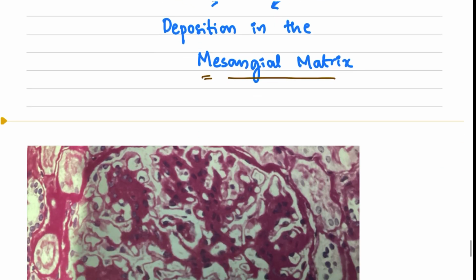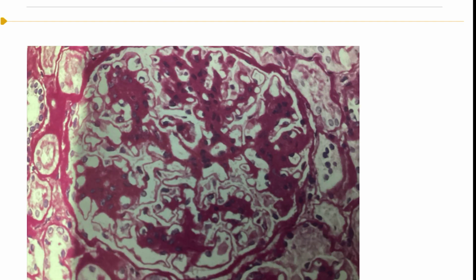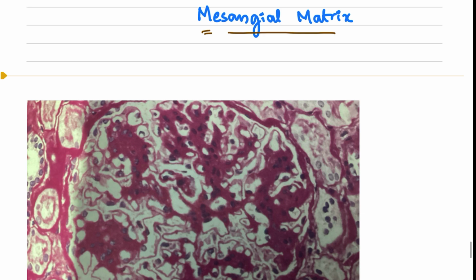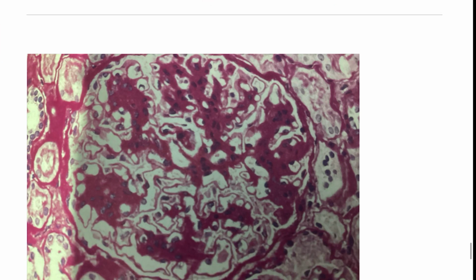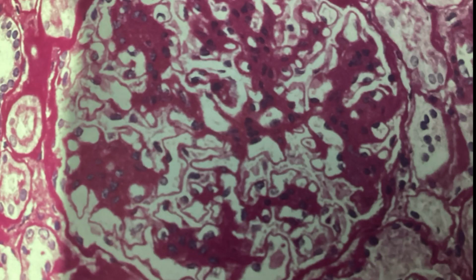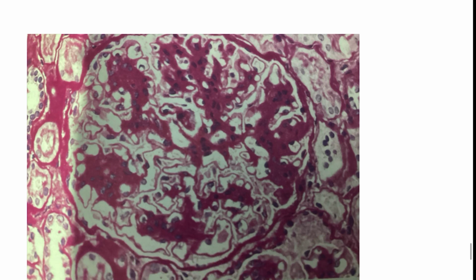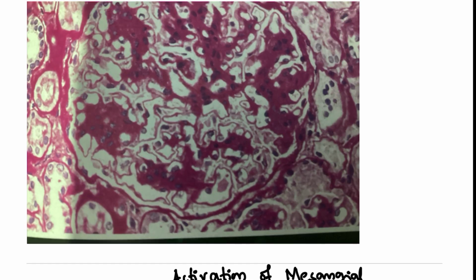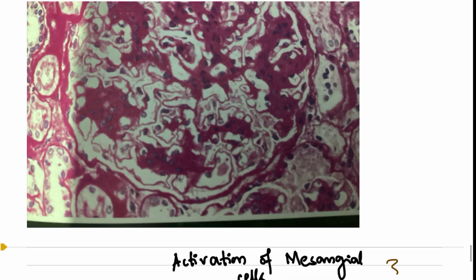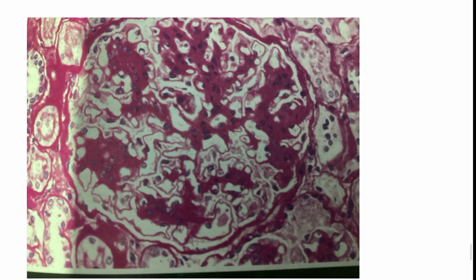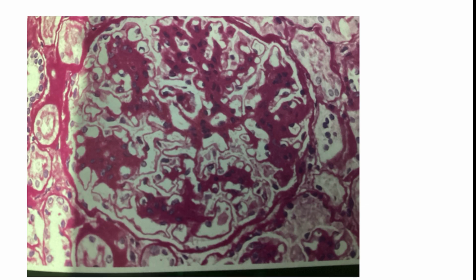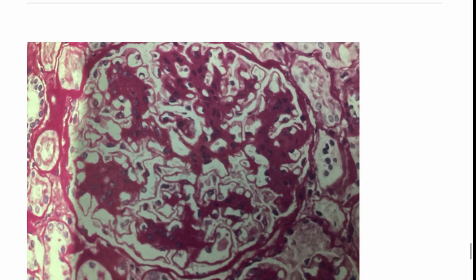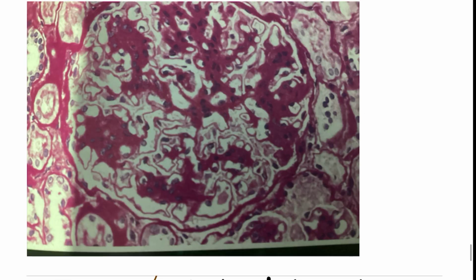Upon histopathological examination, we see that this is the entire glomerulus. In this glomerulus you can see the deposition in the central region, and these are all the mesangial proliferation. This is the histopathological specimen of IgA nephropathy.